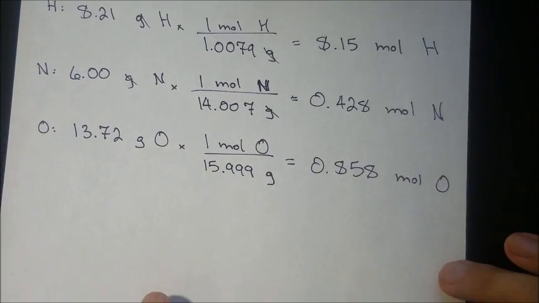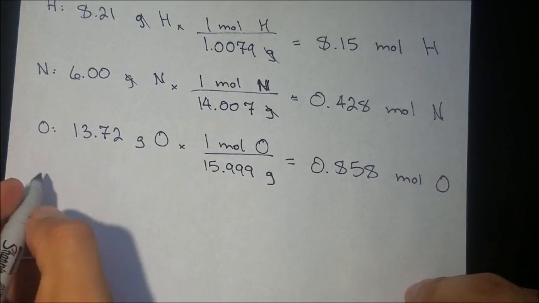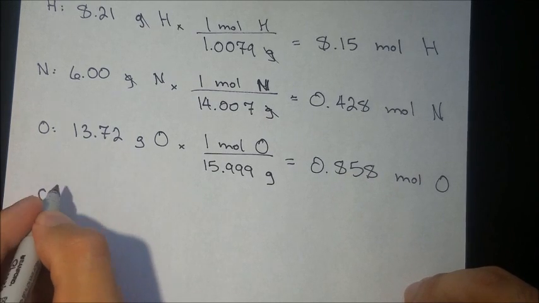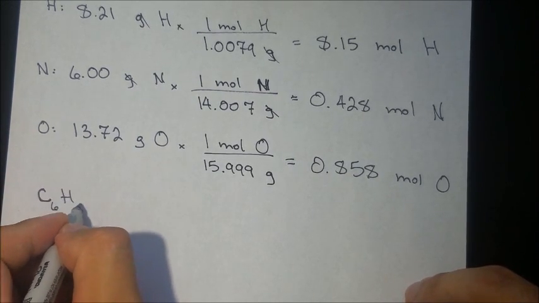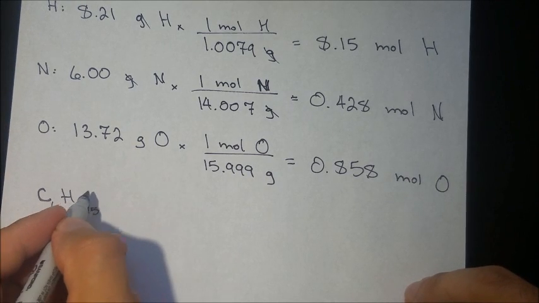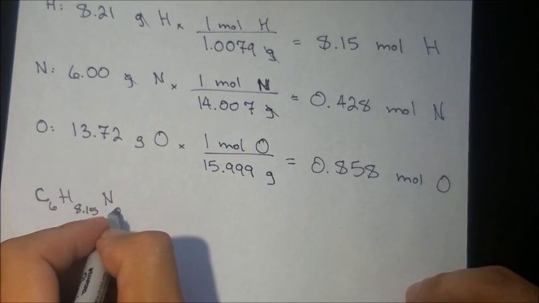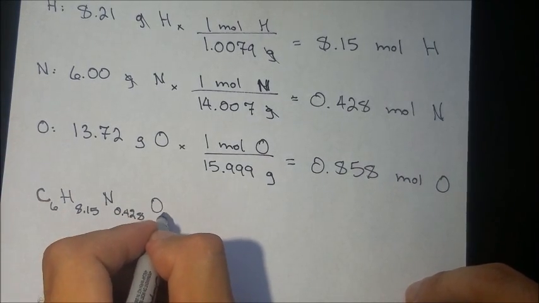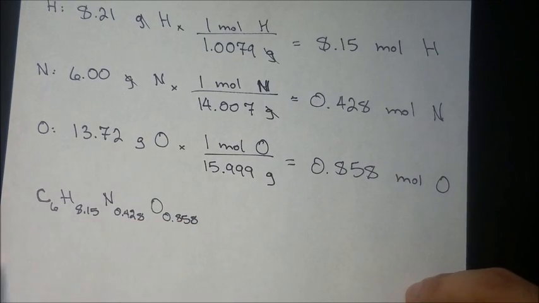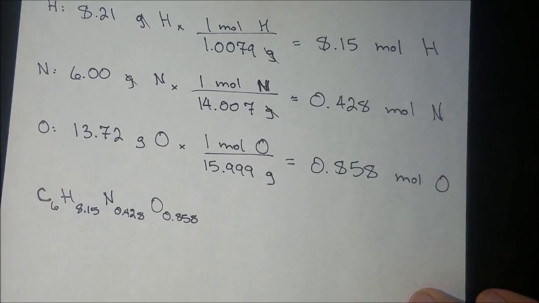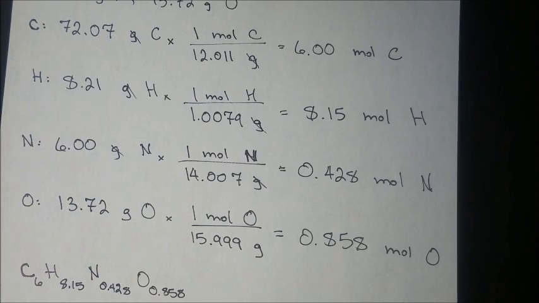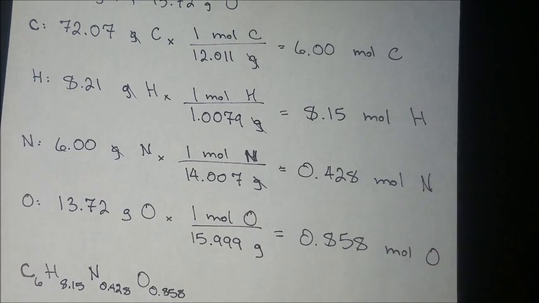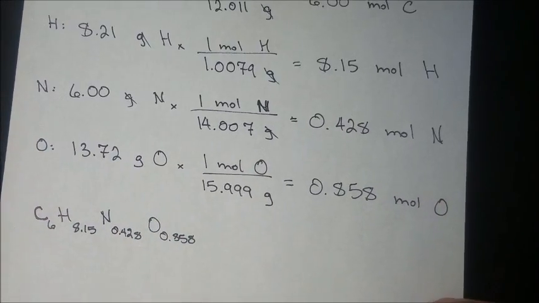So I'm going to move this up a little bit. And I'm just going to take these numbers and make them into a chemical formula. So I've got 6 moles of carbon. And then hydrogen, I've got 8.15 moles of hydrogen. And then for nitrogen, I have 0.428 moles of nitrogen. And then the oxygen, I have 0.858 moles of oxygen. So essentially what I've done is I've taken all of these numbers and made them into a chemical formula right here.